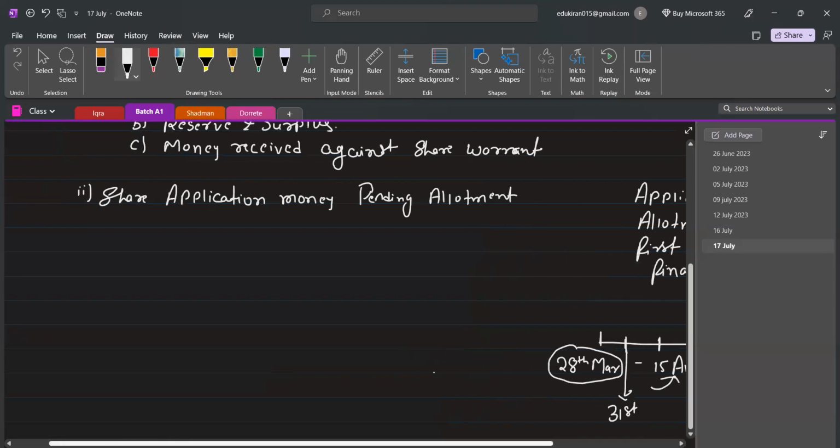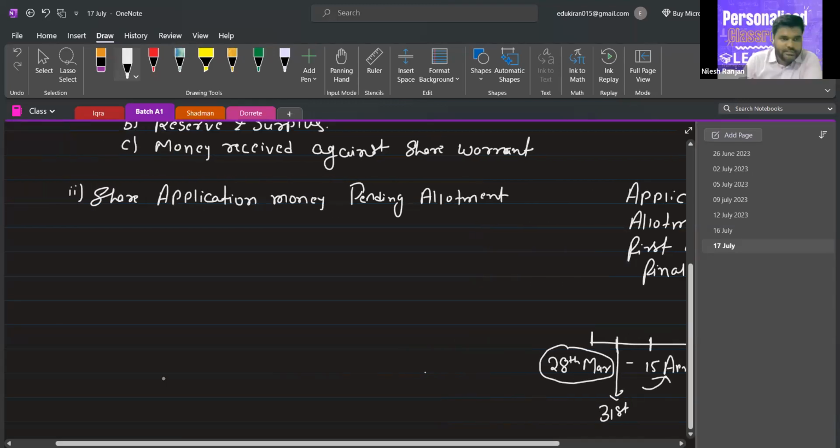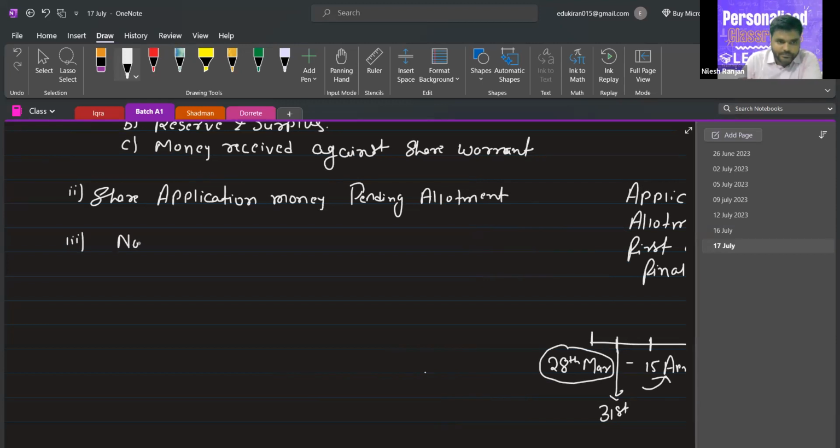Okay. The next is non-current liabilities. Now, you know the classification of non-current and current liabilities.